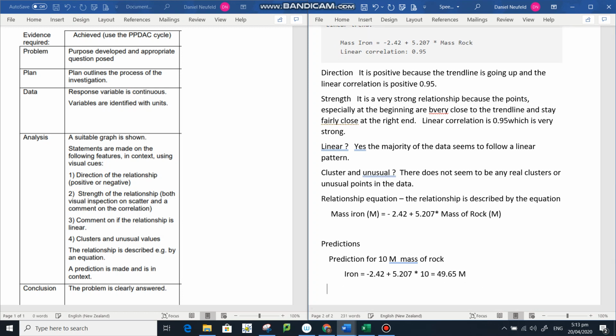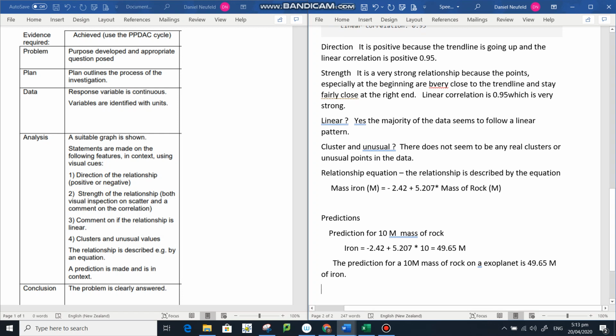Okay. The prediction for 10 M mass of rock on an exoplanet is 49.65 M of iron. Okay, so that just puts it in context.